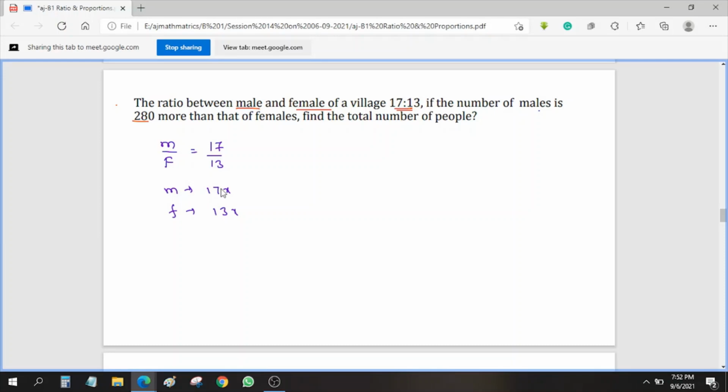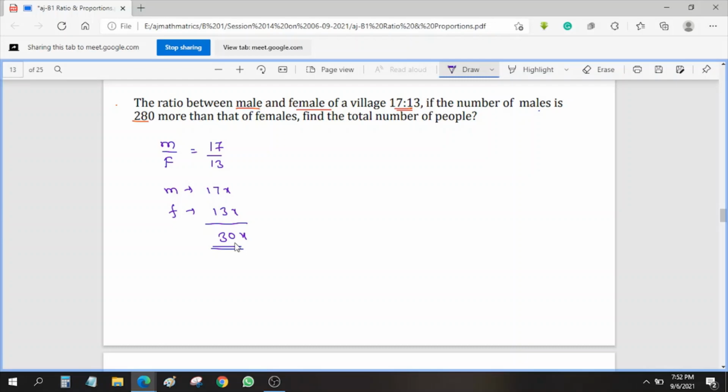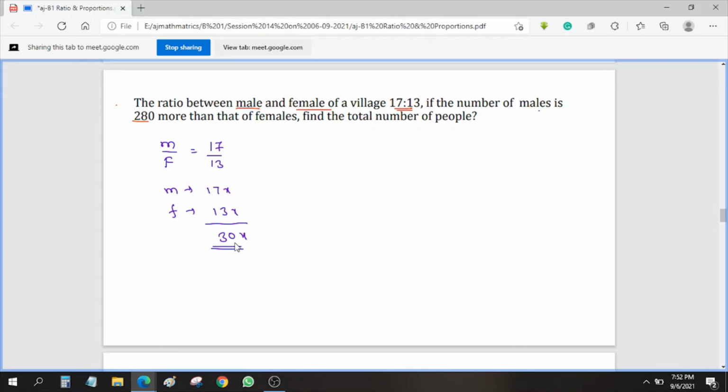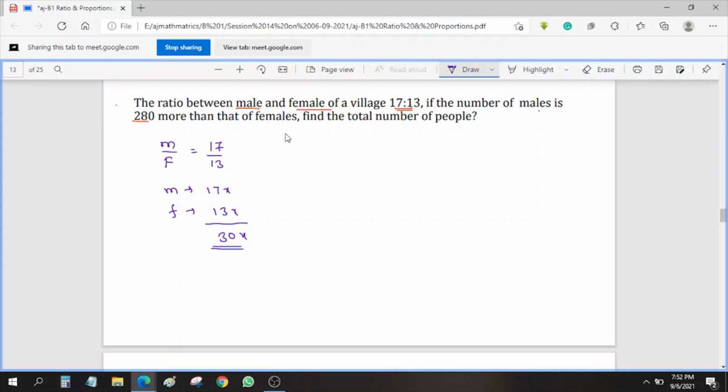So I'll give you an easy way of doing this. Whenever you find a ratio like this, just add these two, and you will get 30x, which means the number of people will be a multiple of 30. Only then is it possible to divide into 17 parts and 13 parts. Now here the number of males is 280 more than the females, so males equal females plus 280. Males are 17x, and females are 13x plus 280.